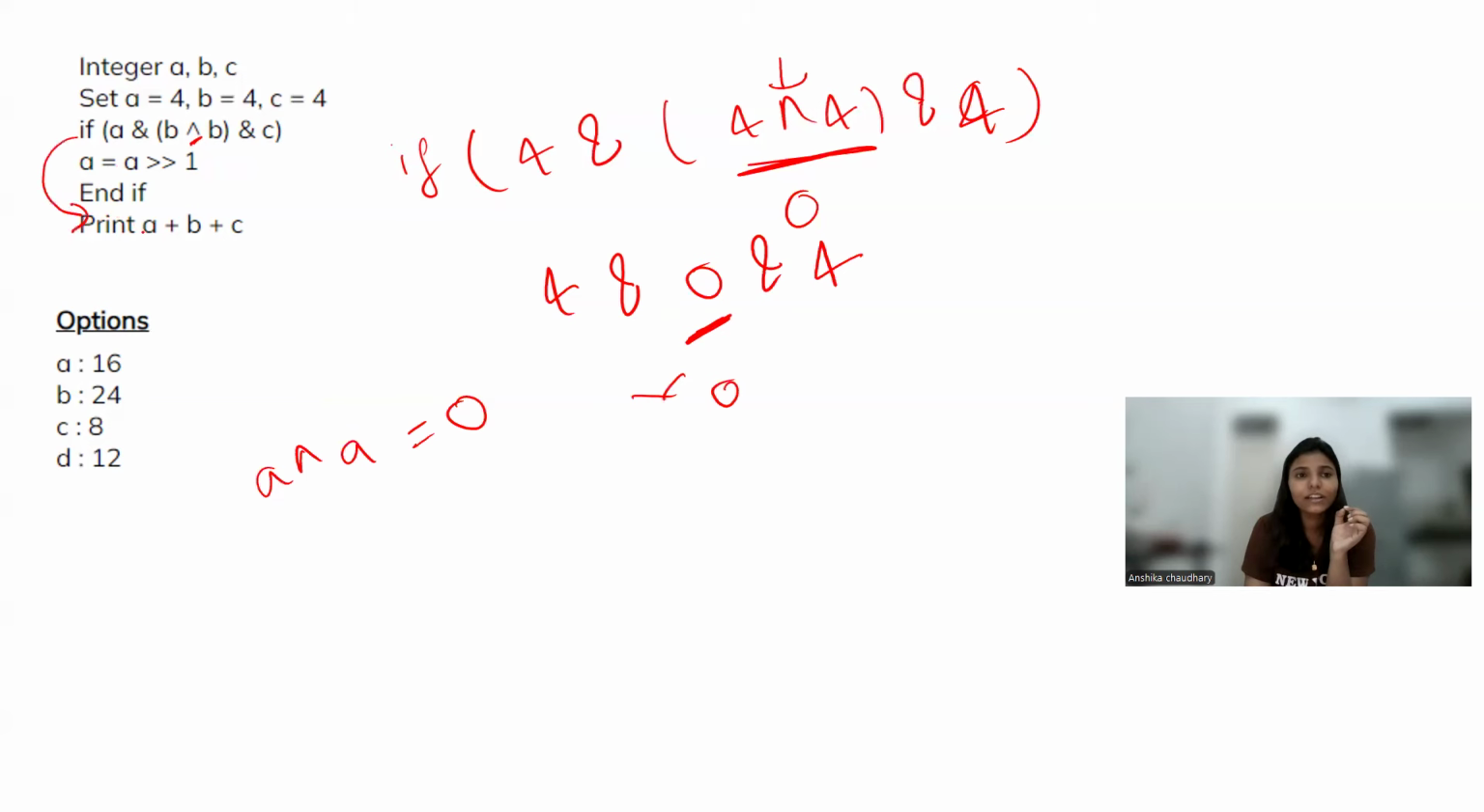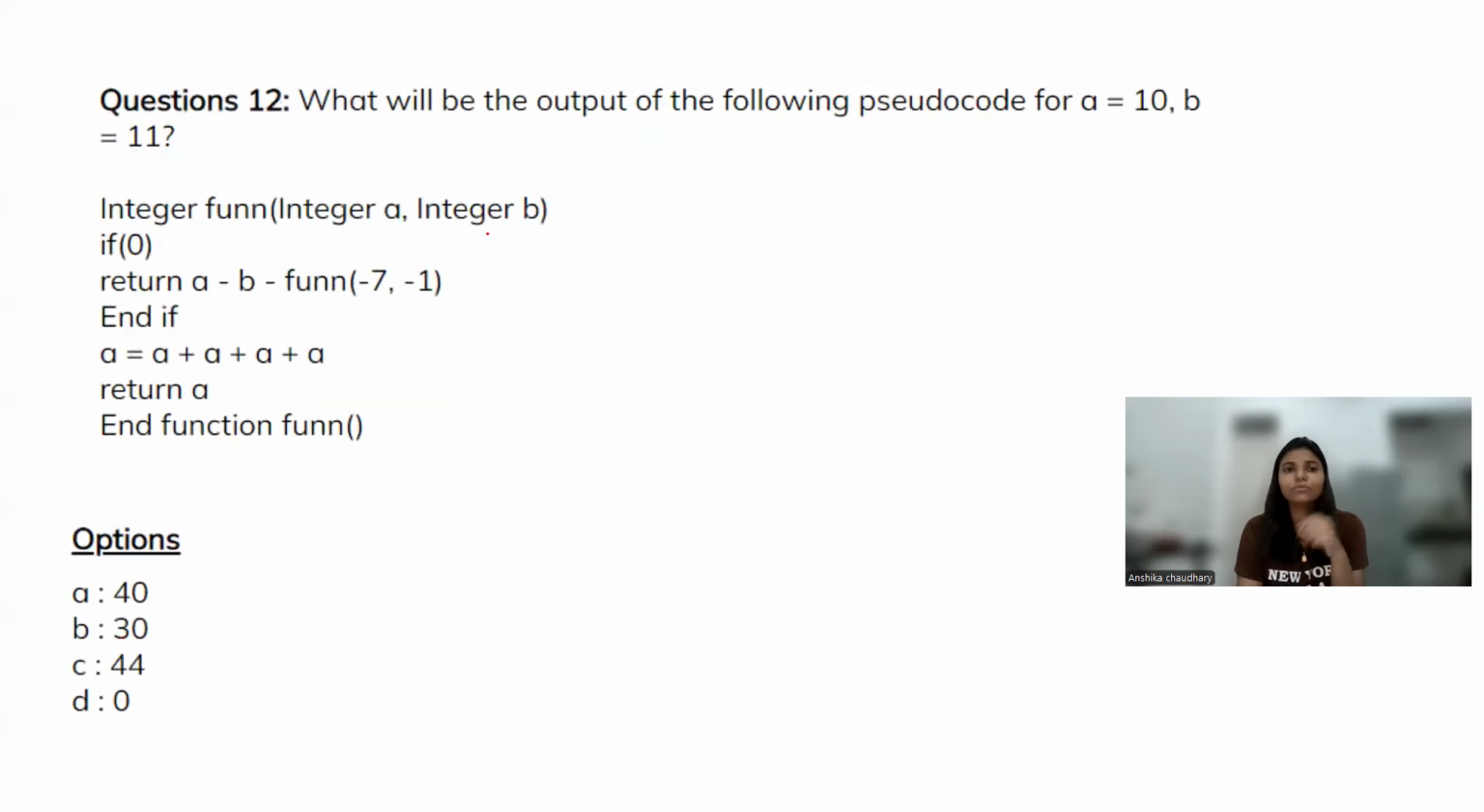We will directly come to the print of A plus B plus C, that means 4 plus 4 plus 4. That means 12 will be the answer. Option number D will be the correct answer for this question. Let's move on to the next question. A value is 10, B value is 11.